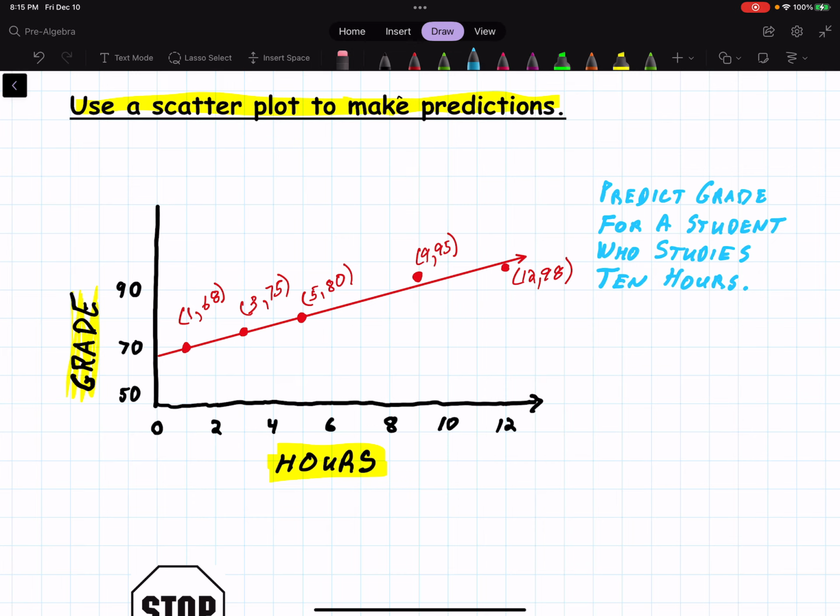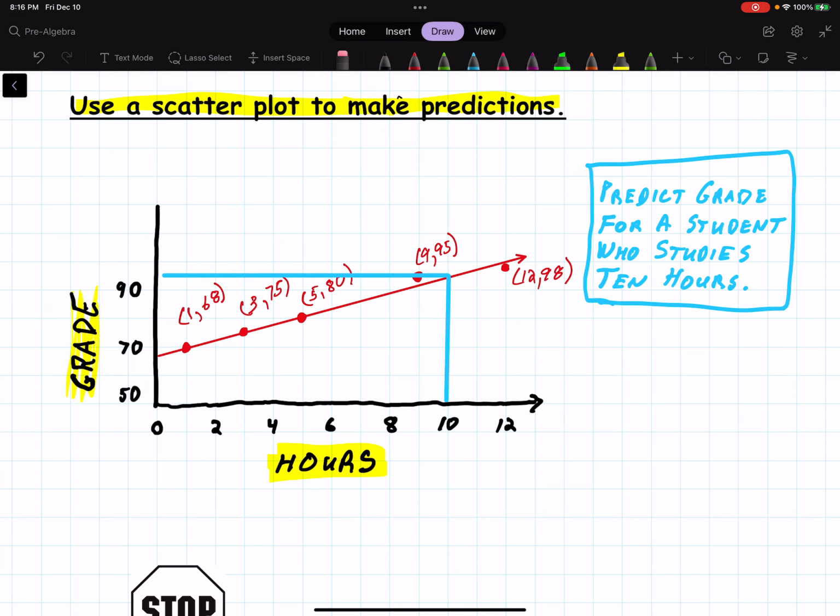We're being asked to predict what grade we would get if we studied 10 hours. Well, to do that, I'm going to use my handy dandy line tool again. I'm going to go to 10 hours, draw a line straight up, and then draw a line straight over. Looks pretty straight, doesn't it? And I'd say that looks like I am going to get about a 95%.